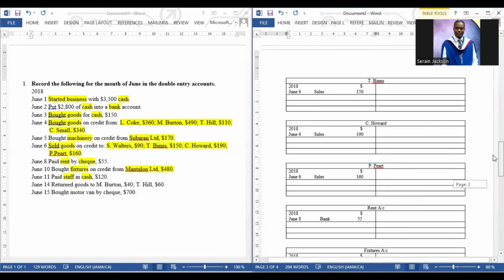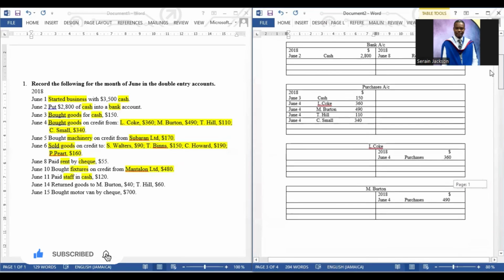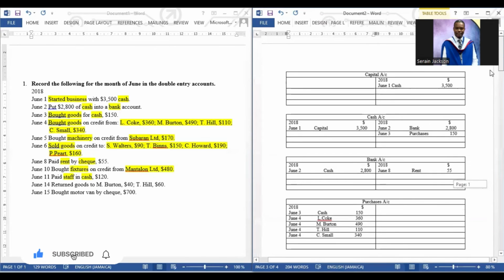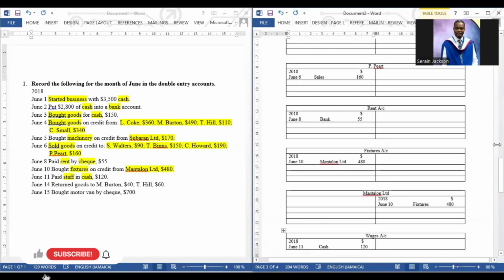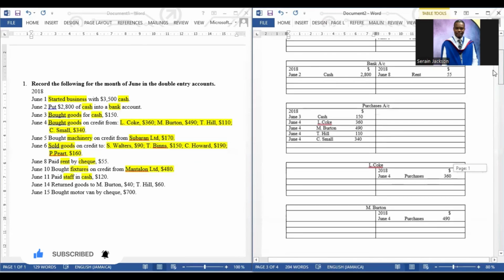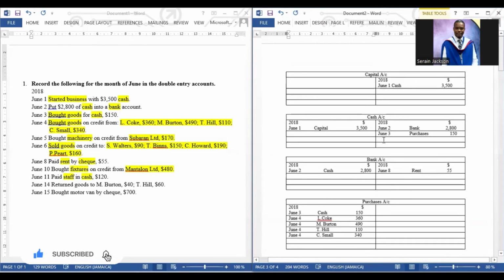So we have to now go back to our cash account, because we have our cash account at the top, right? Are we going to credit our cash account? June 11, and you put the wages there, $120. Right, just like that. So for every debit entry, you have a credit entry. So see, we credit the cash account right there.